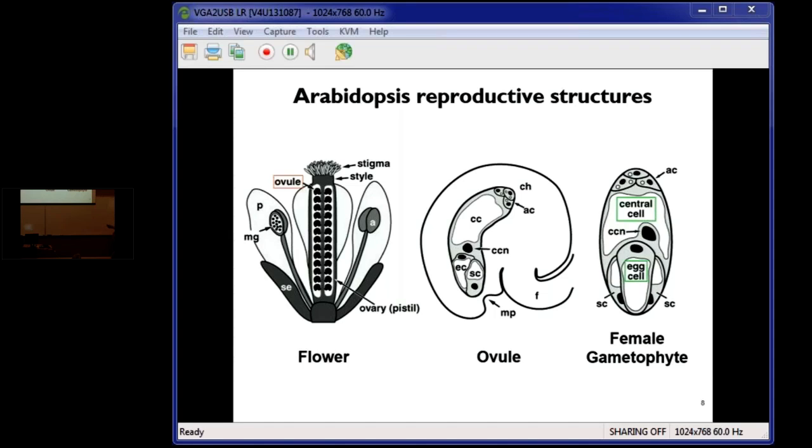I'm not going to bother with most of them. I just want you to know what they are. The key ones are the egg cell and the central cell. The egg cell and the central cell are the two female gametes that participate in the double fertilization event, which is a hallmark of flowering plants.